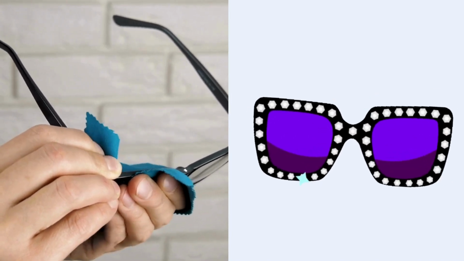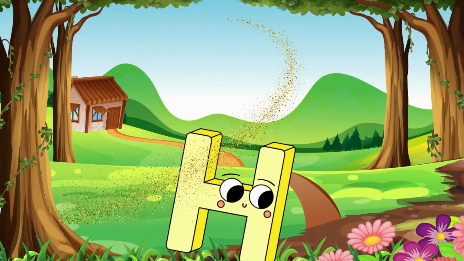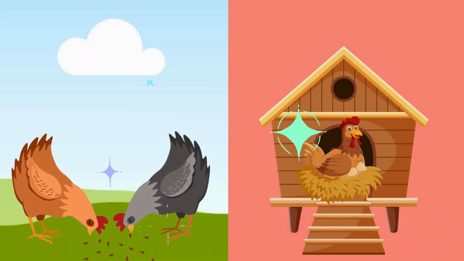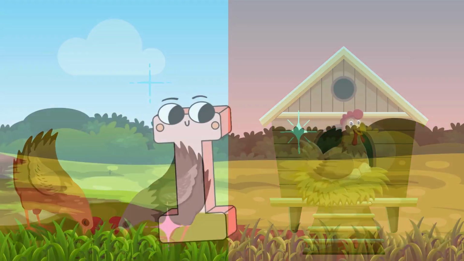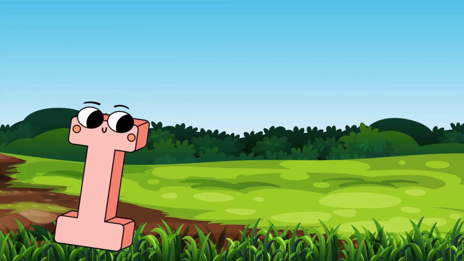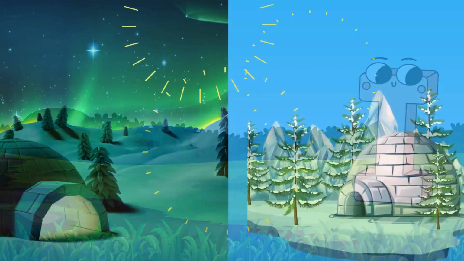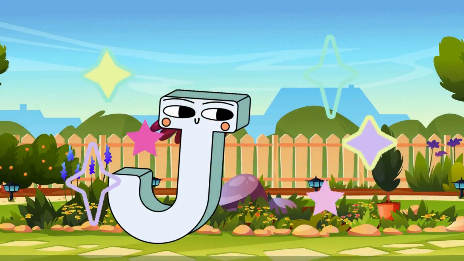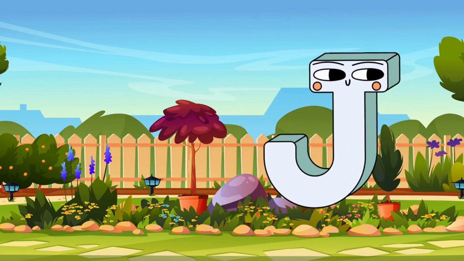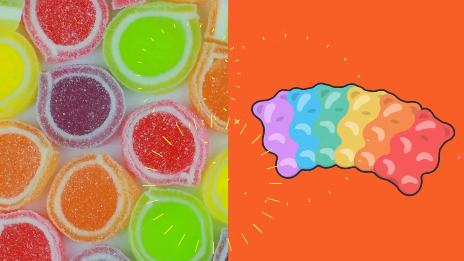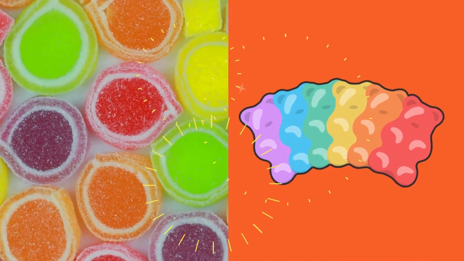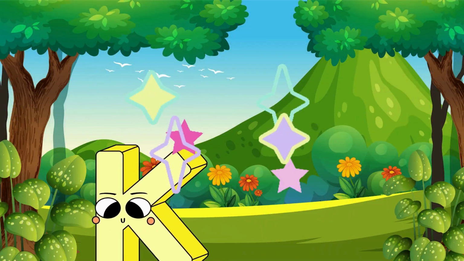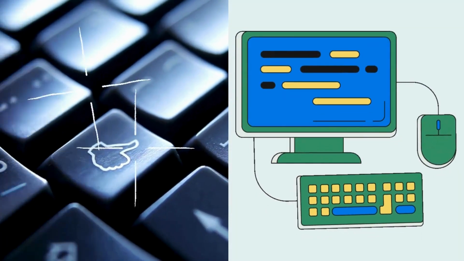H is for hand. I is for igloo. J is for jelly. K is for keyboard.